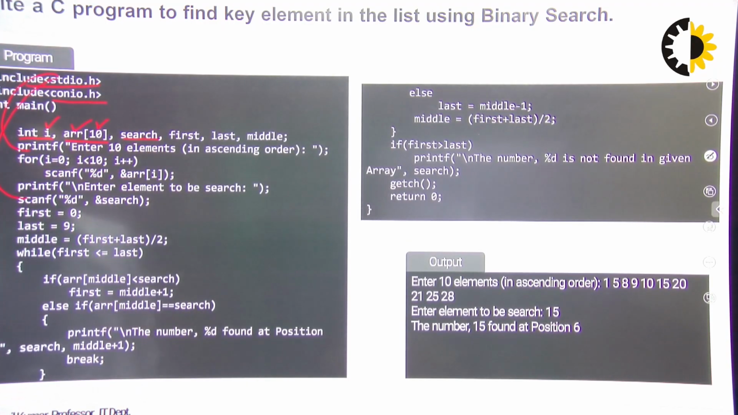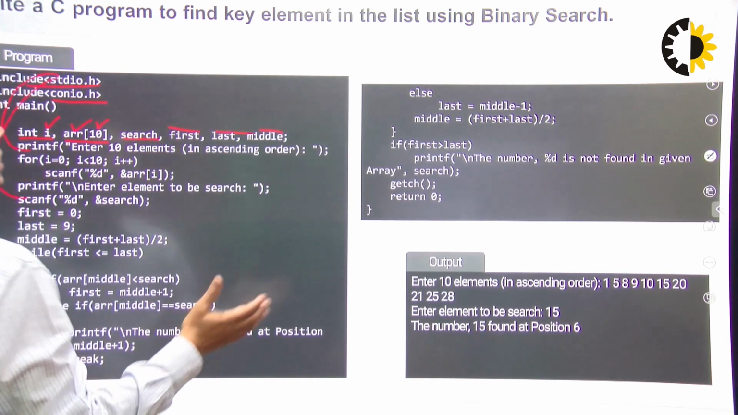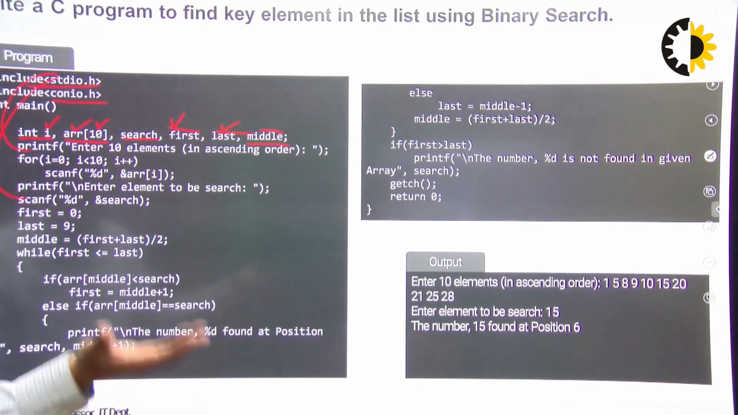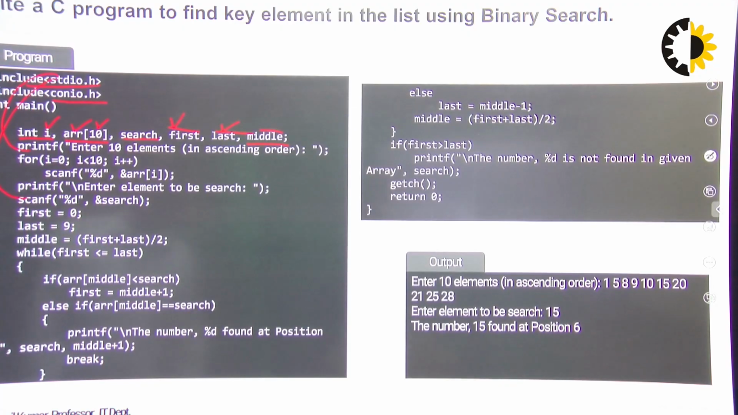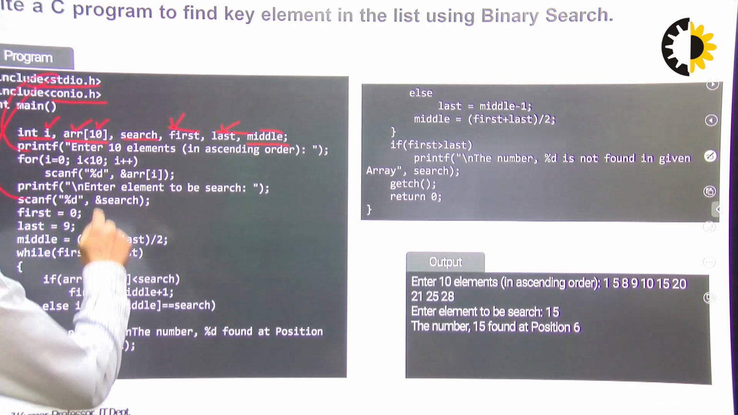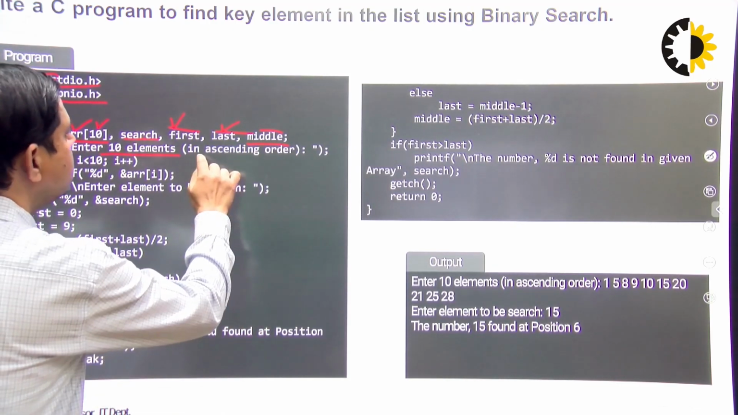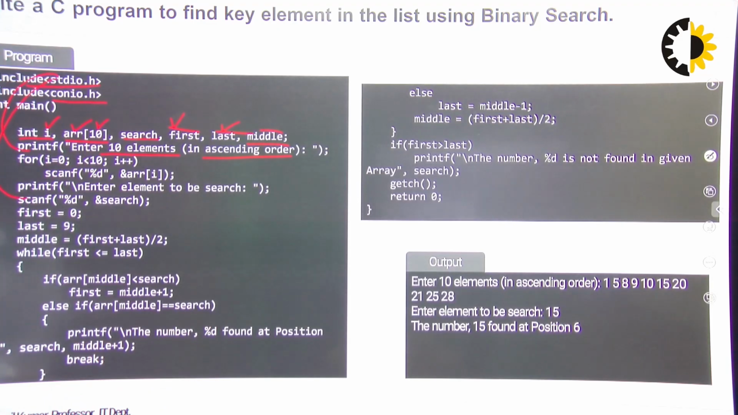Search, for example, we can take some key or some item. These are first, last and middle: the lower bound, the upper bound, and we have to find the mid of the array. For example, in the array we are entering 10 elements, in ascending order, because the limitation of binary search is that all the elements should be sorted.